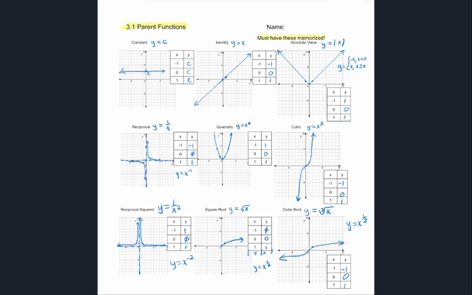Remember, you have Achieve, you have Alex, and you have all of the 3-1 pieces and parts. Each one doesn't have a ton of problems. But they're all due tomorrow by midnight, Saturday by midnight. Okay, there you go. Do your thing.